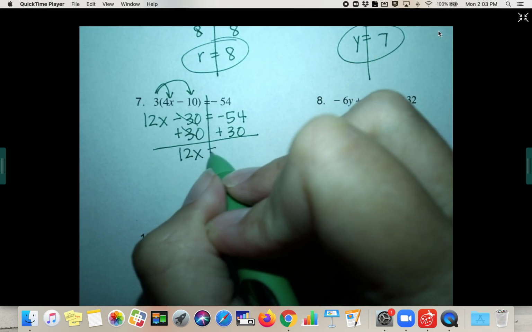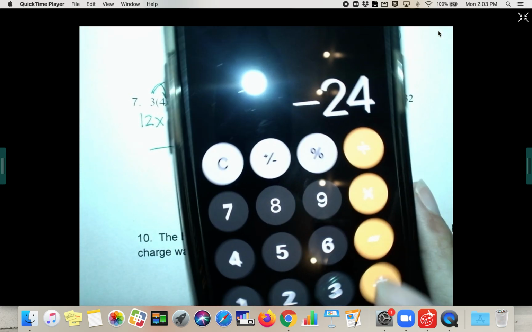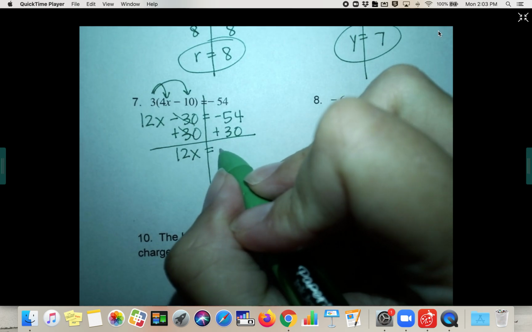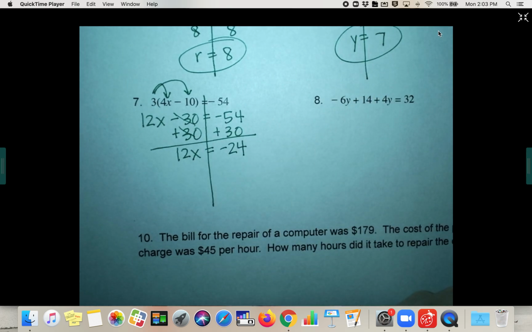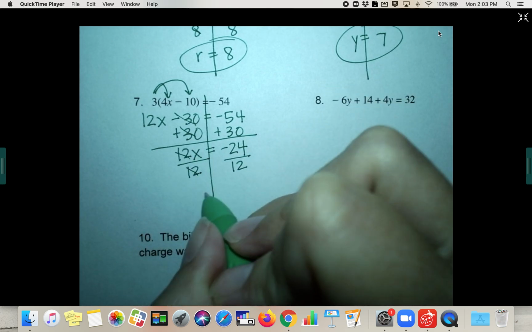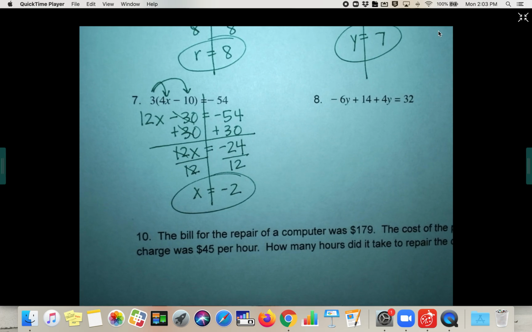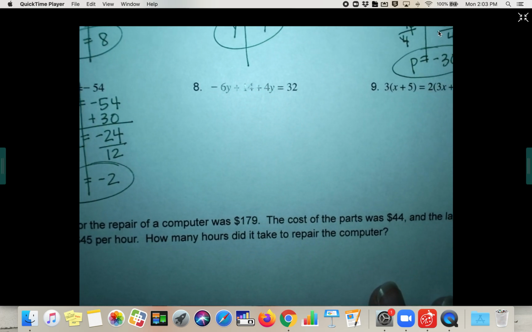Bring down your 12x. Negative 54 plus 30 is negative 24. Divide both sides by 12. X equals negative 2. Double check that answer, but I believe that is correct.